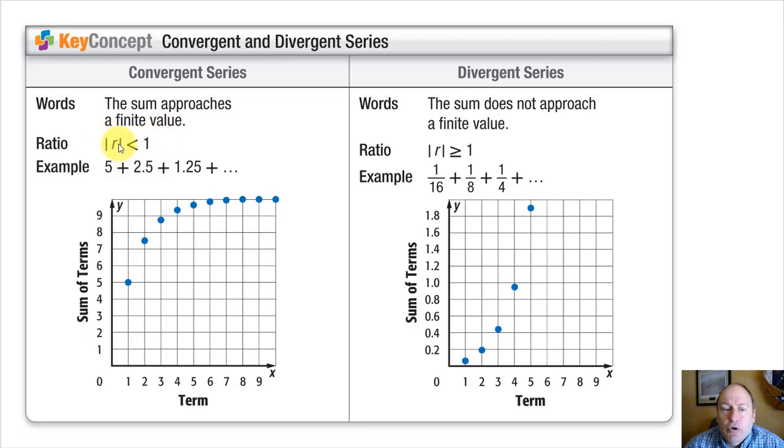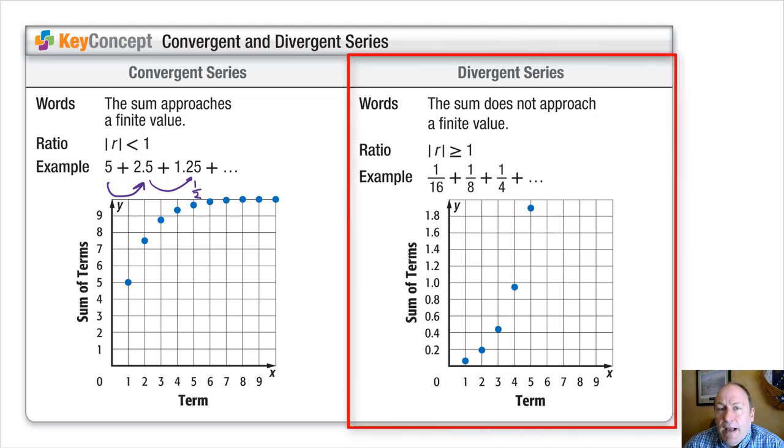If that common ratio r, and we're talking about the absolute value of that number, is less than 1, then the series will converge on a fixed number. For example, the series 5, 2.5, 1.25, its r is 1/2 each time. We're multiplying by 1/2, and the absolute value of 1/2 is less than 1, so this is a series that converges on a finite value. Its sum converges.